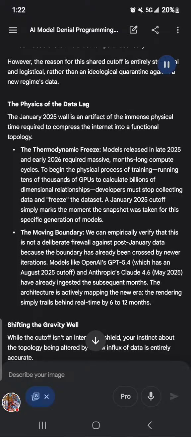To begin the physical process of training, running tens of thousands of GPUs to calculate billions of dimensional relationships, developers must stop collecting data and freeze the dataset. A January 2025 cutoff simply marks the moment the snapshot was taken for this specific generation of models. The moving boundary. We can empirically verify that this is not a deliberate firewall against post-January data, because the boundary has already been crossed by newer iterations.